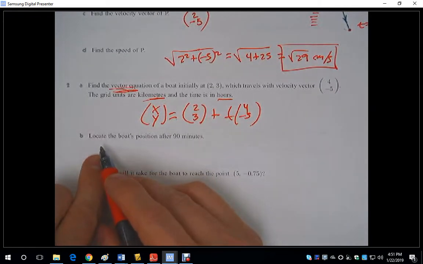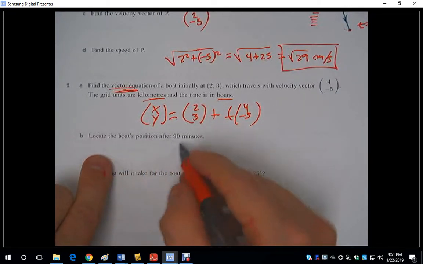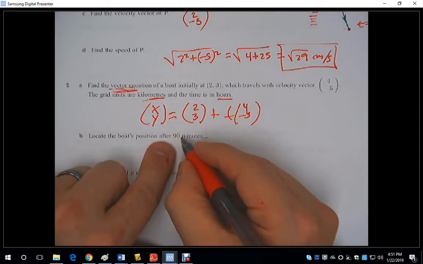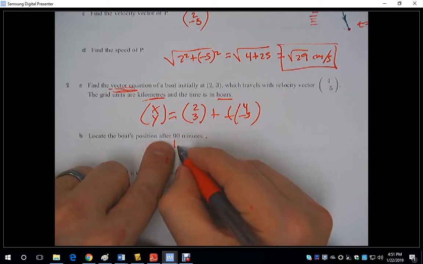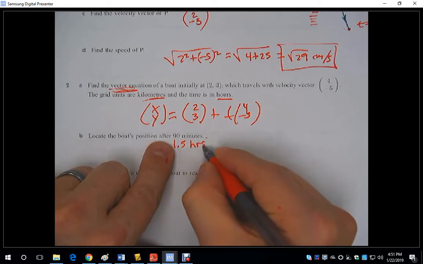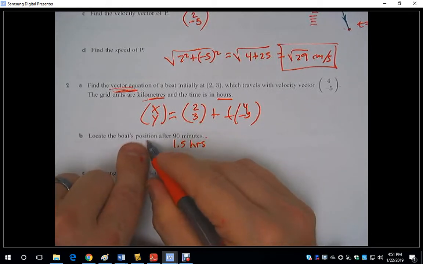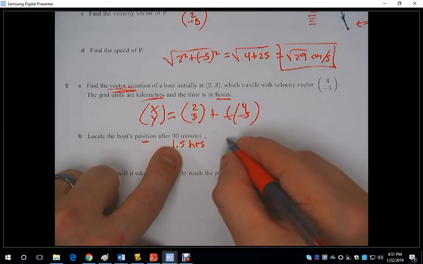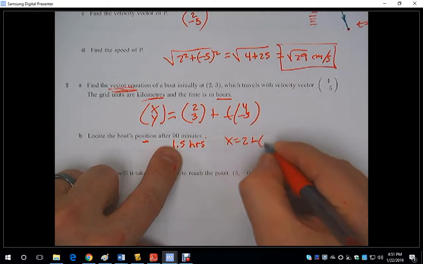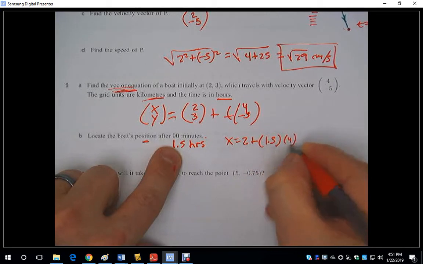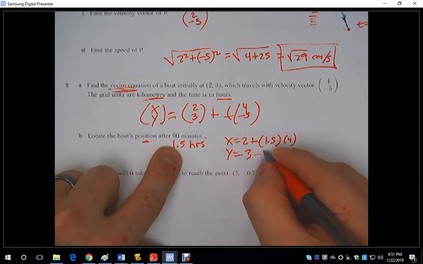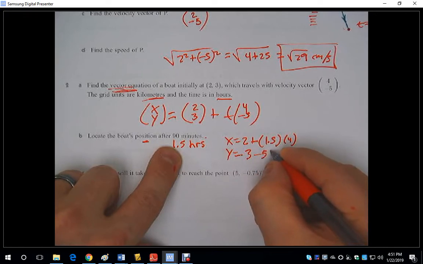Part B says locate the boat's position after 90 minutes. If this equation is in hours, let's rewrite 90 minutes in hours, so that would be 1.5 hours. So if I want to find the position of the boat, I'm just going to plug in 1.5 for time here. So I get x equals 2 plus 1.5 times 4, and y equals 3 minus 5t, where t is 1.5.